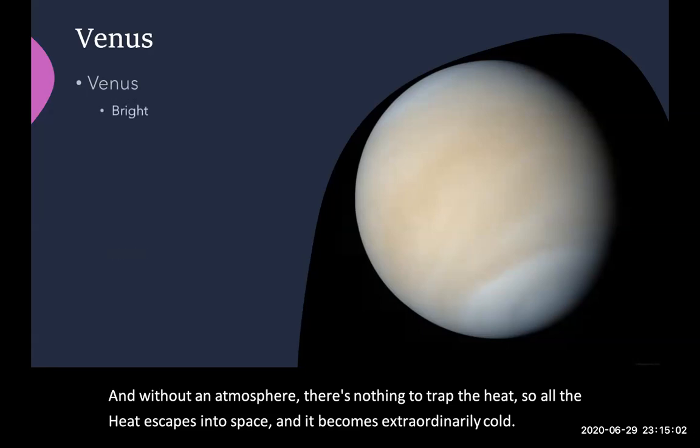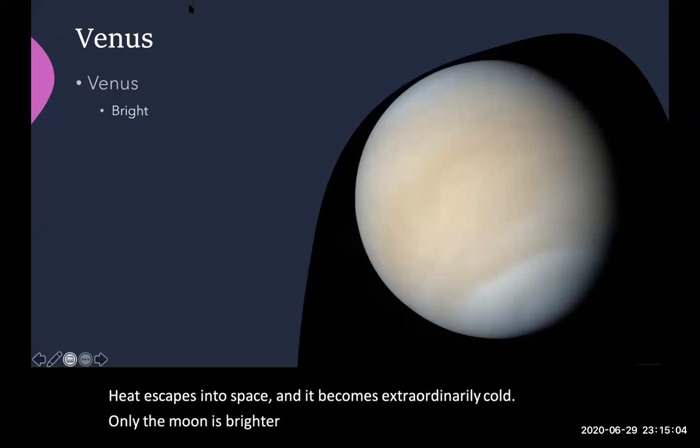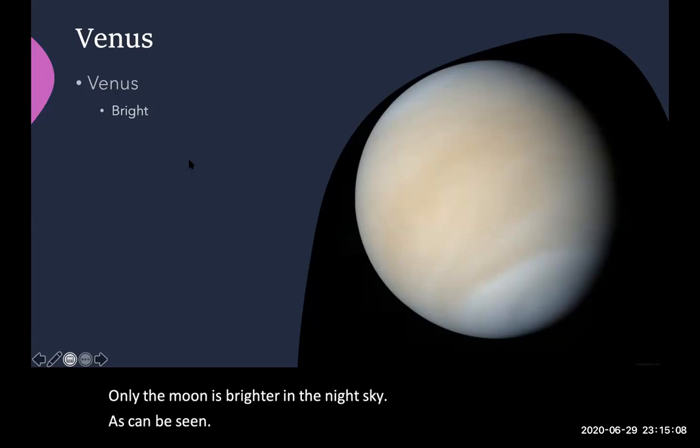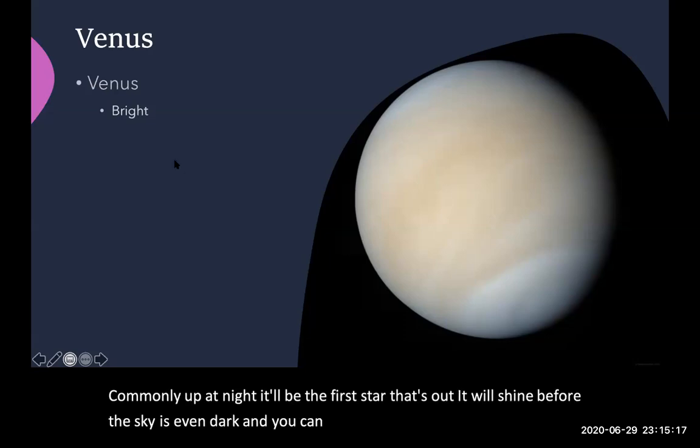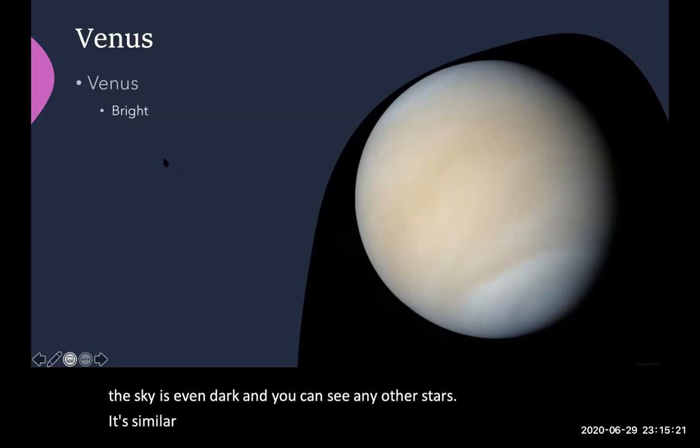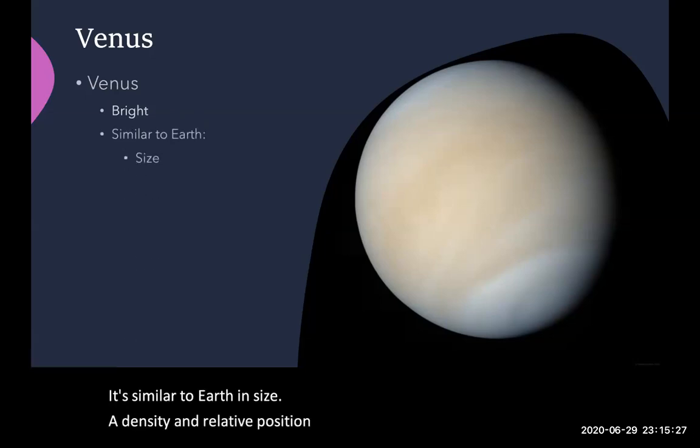Only the moon is brighter in the night sky. Venus can be seen commonly at night. It'll be the first star that's out. It will shine before the sky is even dark and you can see any other stars. It's similar to Earth in size, density, and relative position to the sun.